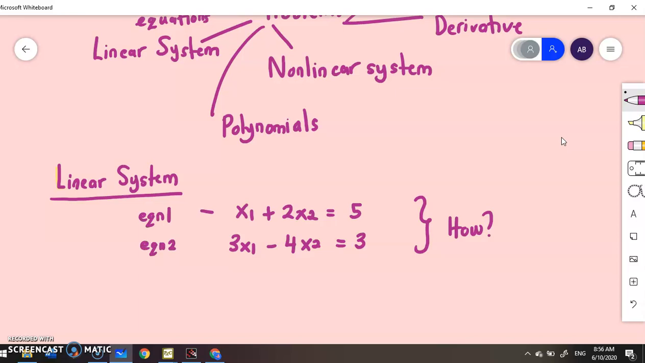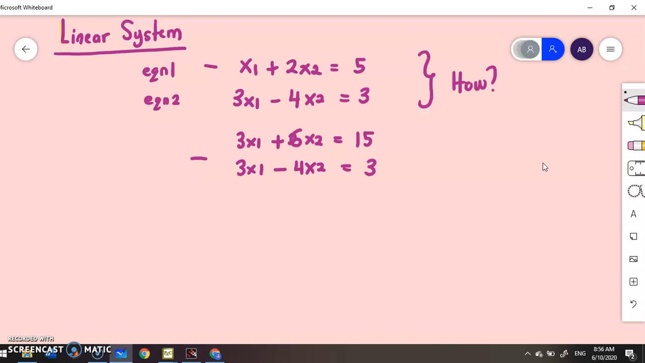Let's multiply equation 1 by 3. So I have 3x1 plus 3 times 2, 6x2 equals 15. And then minus the second equation. So 3x1 and 3x1 cancel out. Negative 4 becomes positive, 6 plus 4, 10x2 equals 15 minus 3, which is 12. So x2 equals 12 over 10.